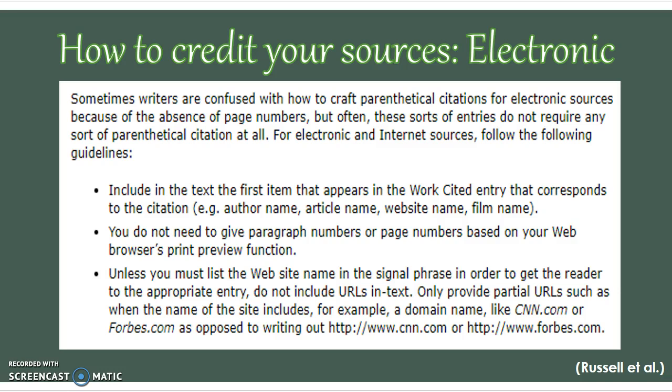Include in the text the first item that appears in the works cited entry that corresponds to the citation, like the author's name, the article name, the website name, or the file name. You do not need to give paragraph numbers or page numbers based on your web browser's print preview function. So you won't be using page numbers with an electronic source that you're using from the internet. Unless you must list the website name in a single phrase in order to get the reader to the appropriate entry, you do not include URLs in text. Only provide partial URLs, such as when the name of the site includes, for example, a domain name, like CNN.com or Forbes.com, as opposed to writing the whole thing out.